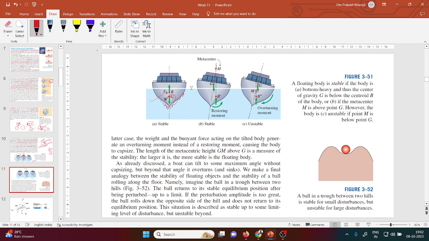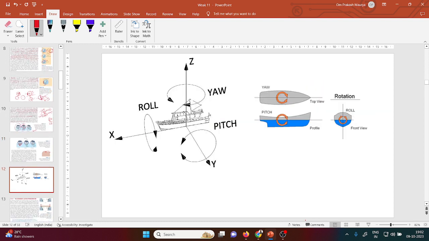Okay, so now here it is given: a ball in the trough between two hills is stable for a small disturbance but unstable for a large disturbance. If we apply a very large force, it may go over like this. So it is written only these things. So one very important concept here is rolling, pitching, and yawing.